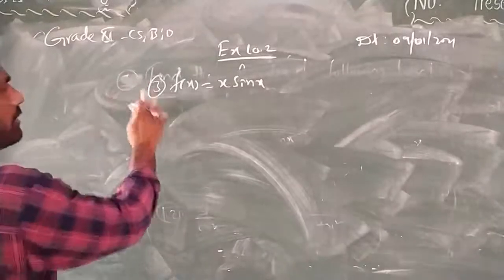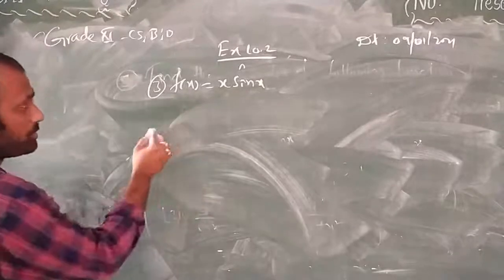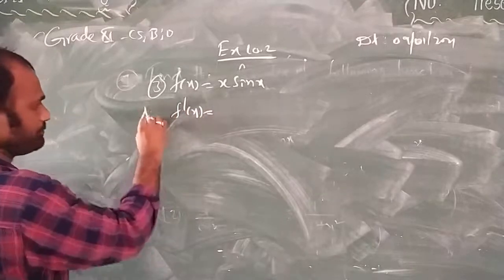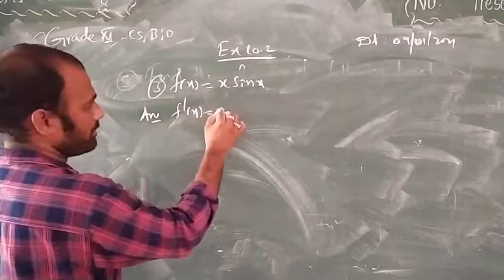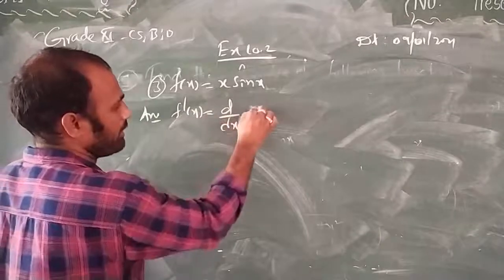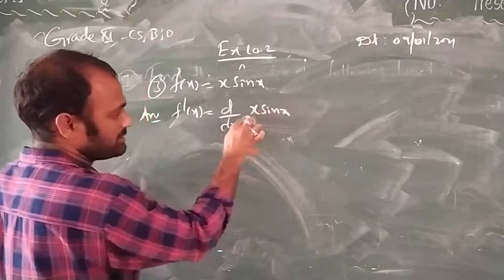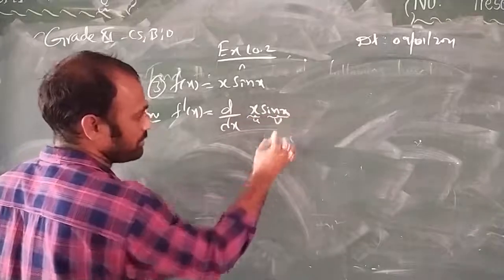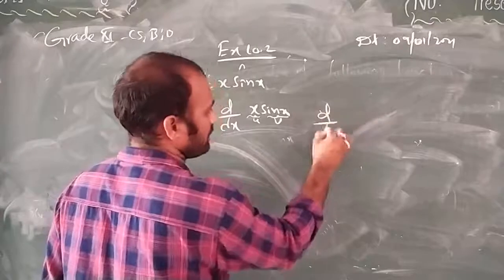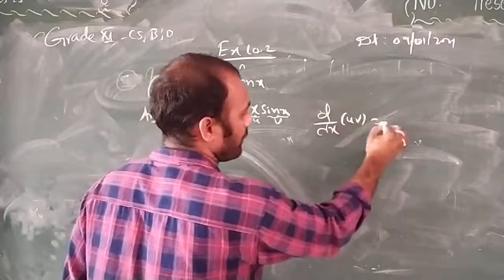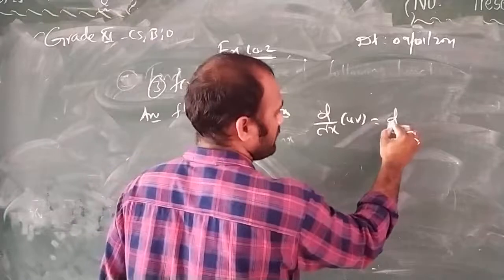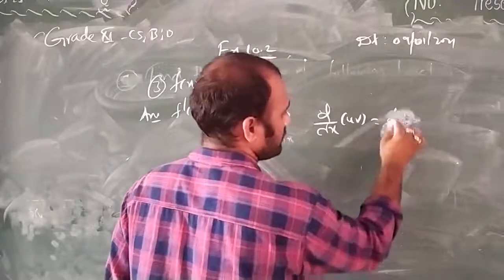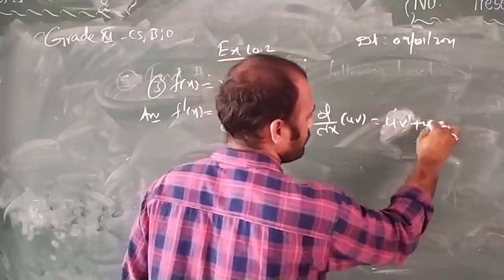Let us see the third question. F of x is equal to x sin x, you need to do the derivative with respect to x. f dash of x is equal to d by dx of x sin x. So x is a different function, sin x is a different function. I will assume it as u, I will assume it as v. So we know that d by dx of uv, the product rule, can be written as uv dash plus vu dash.